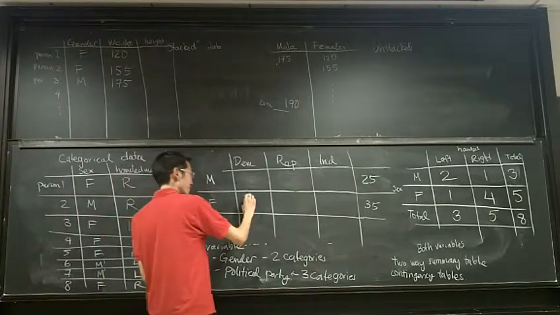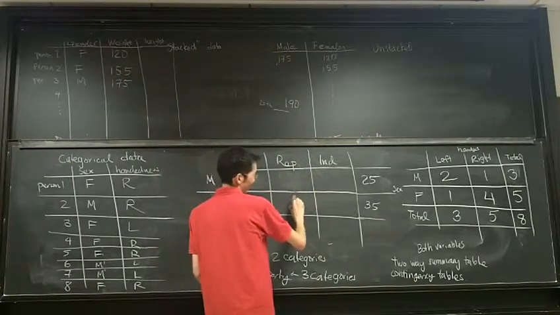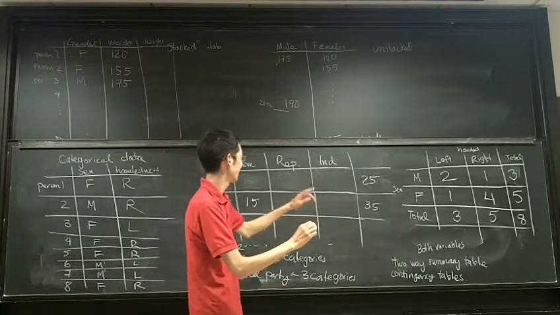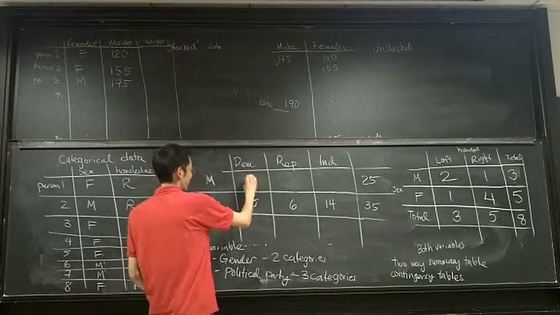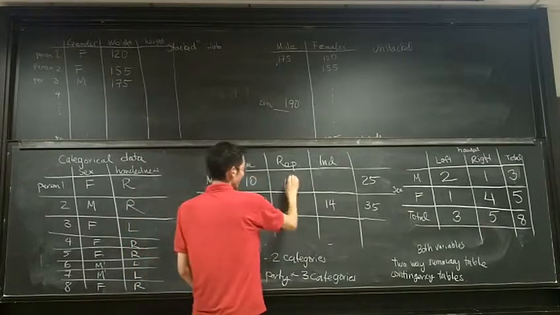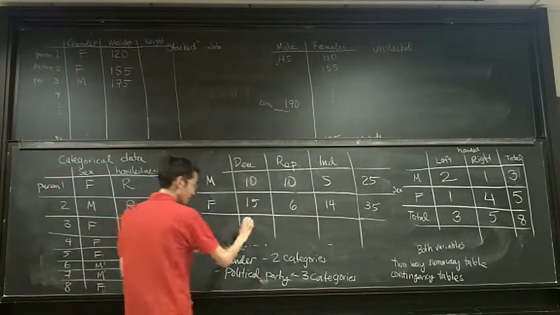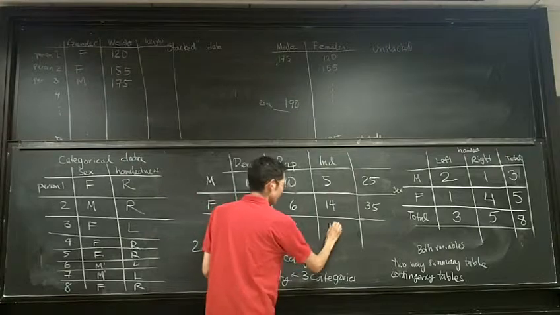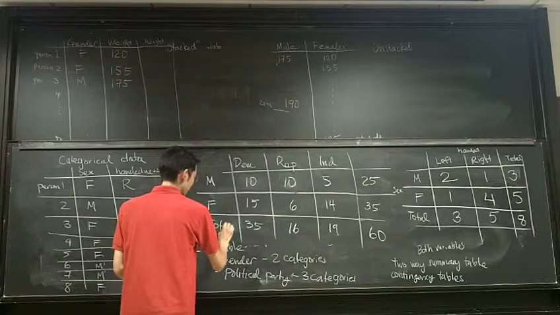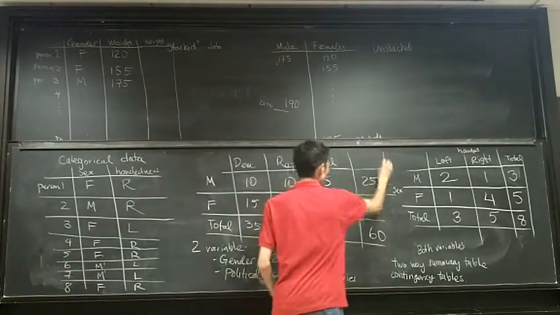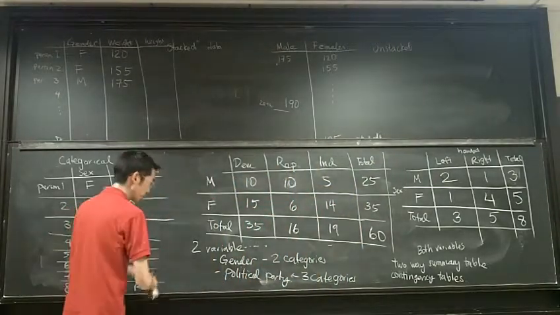So maybe this would be 15 and 6 and 14 or something, and 10 and 10 and 5. Okay, just totally making up numbers, and we would see 35, 16, 19, and 16. Okay, so this is. Total.